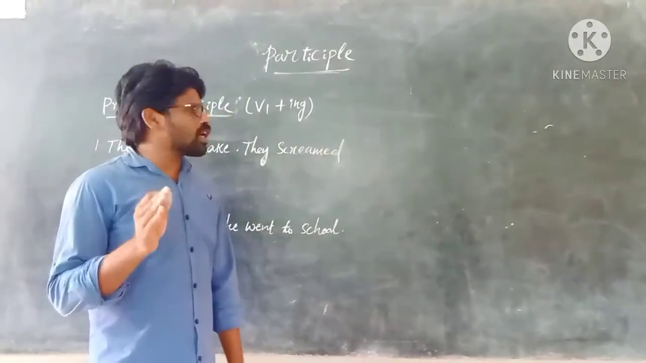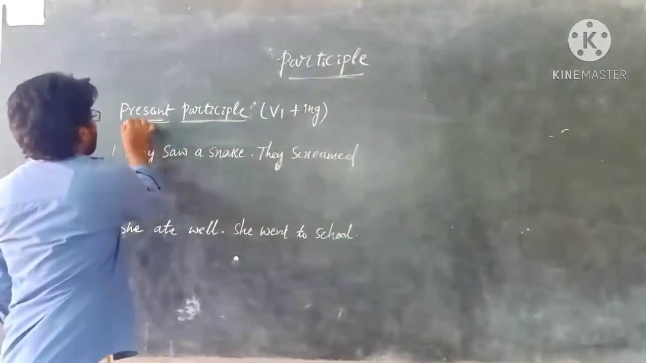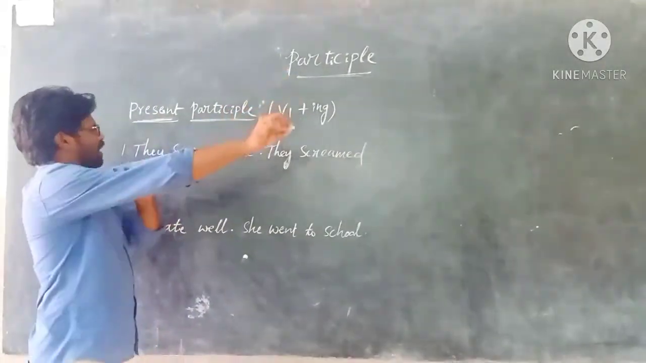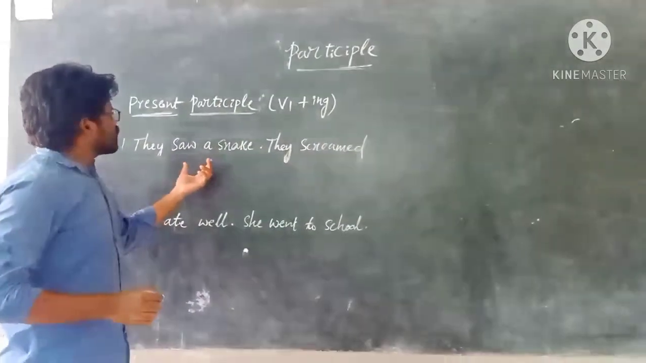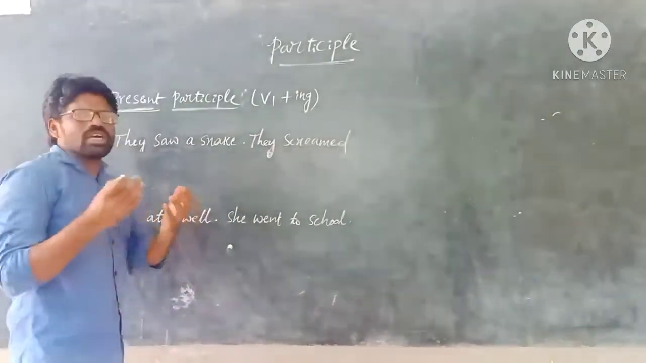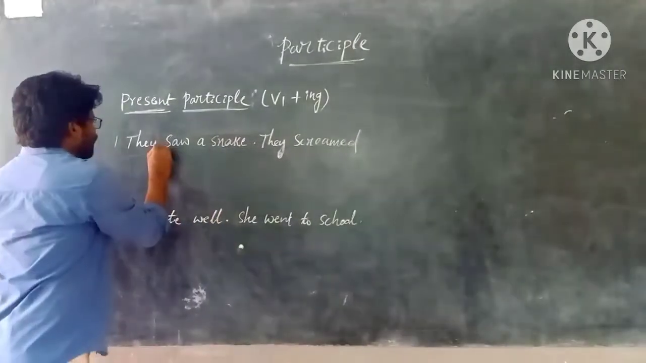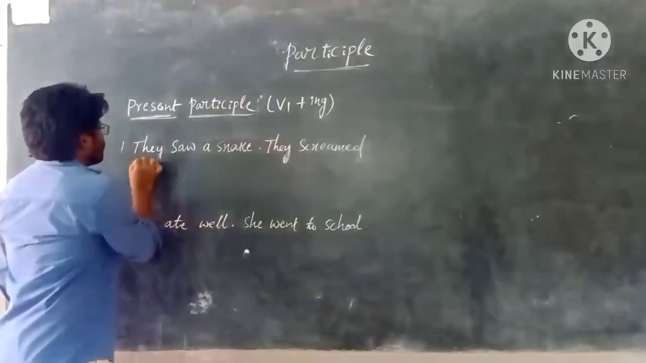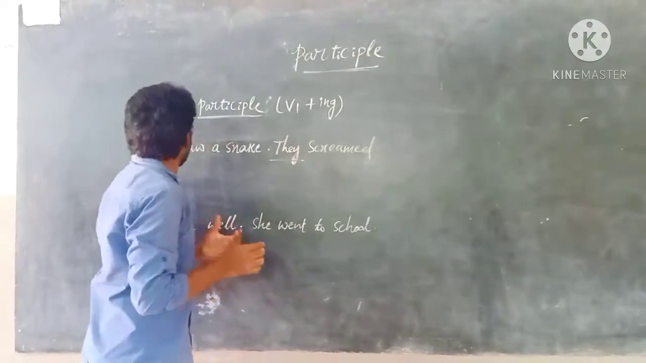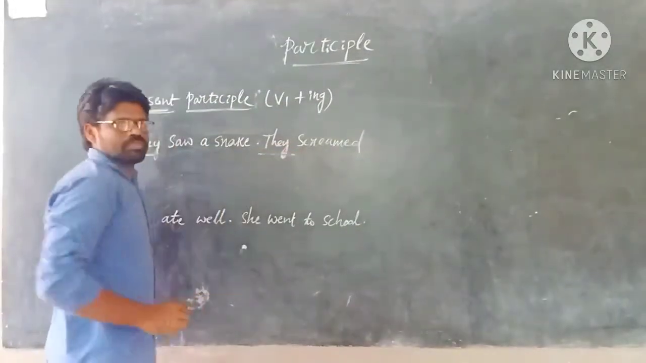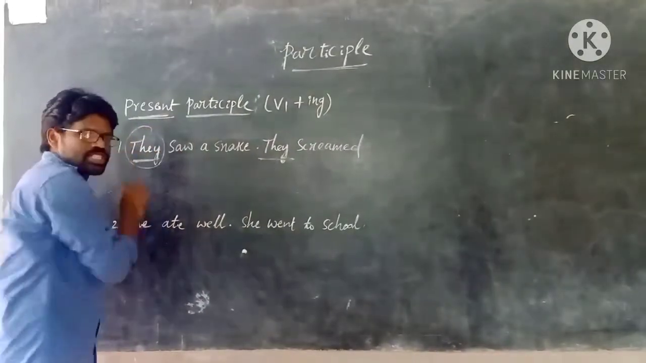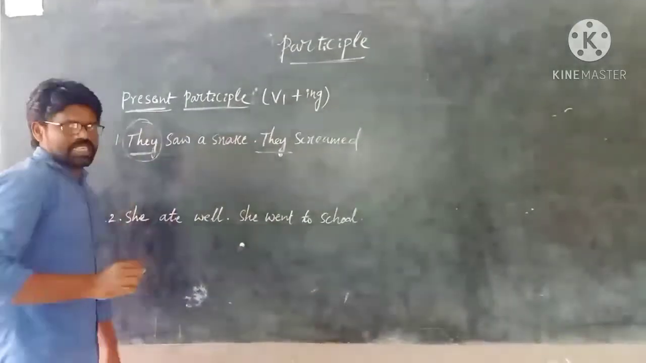Let us learn how to combine two sentences using present participle. Look at the example here: They saw a snake, they screamed. While we are combining two sentences, we have to identify the subject of both sentences. What is the subject here? They. If the subject of both sentences is the same, we have to remove the subject of the first sentence.